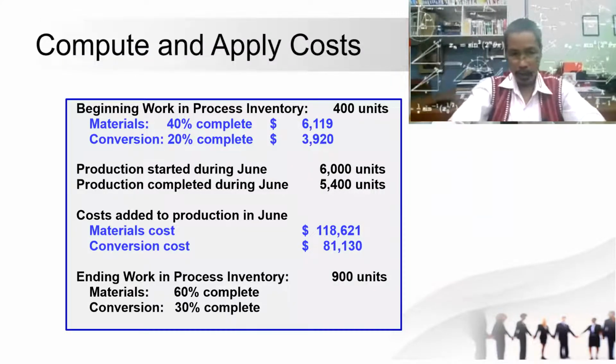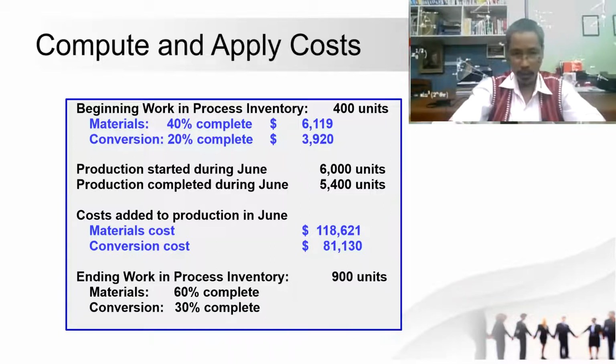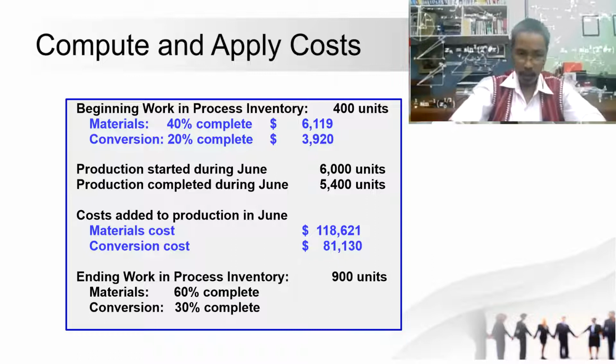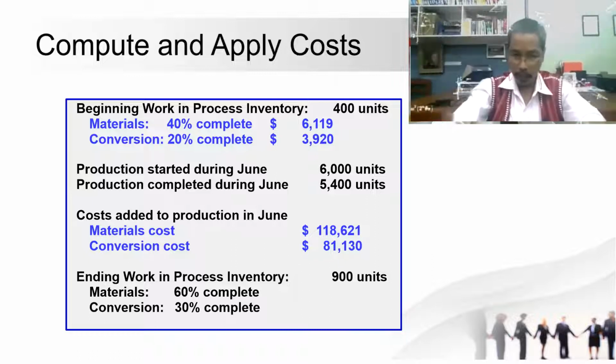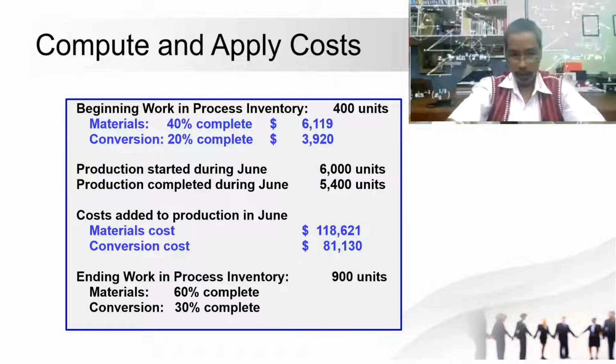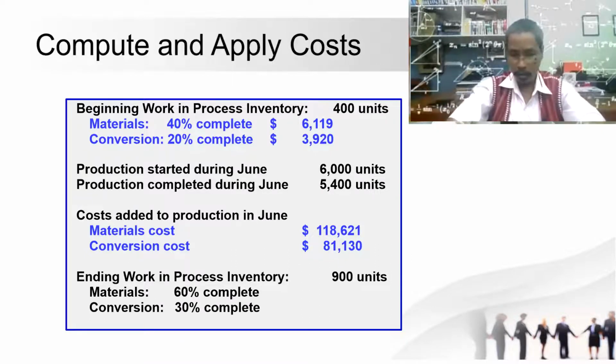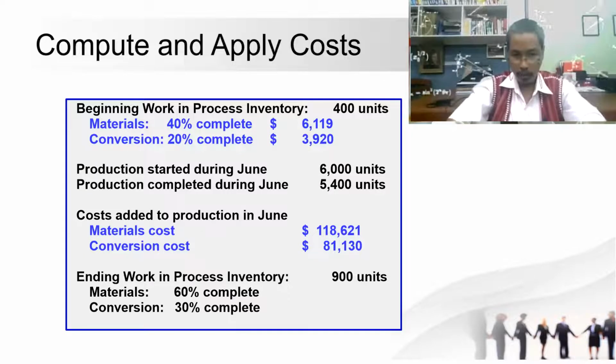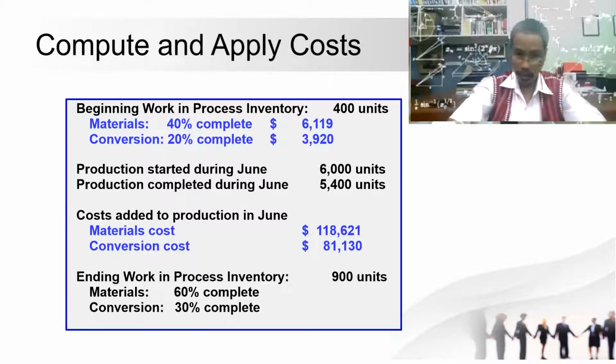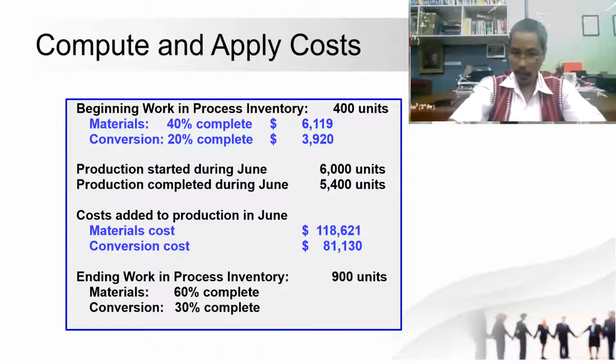We have beginning work in process inventory of 400 units, materials 40% complete, conversion 20% complete. We have the following data. Production started during June and production completed during June: started 6,000 units, completed 5,400.